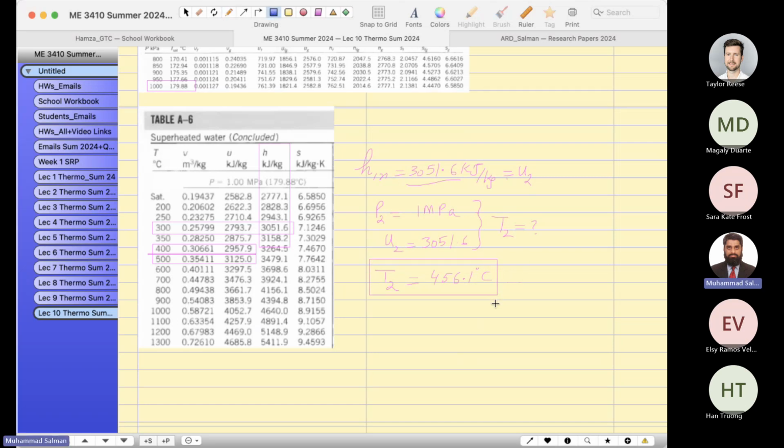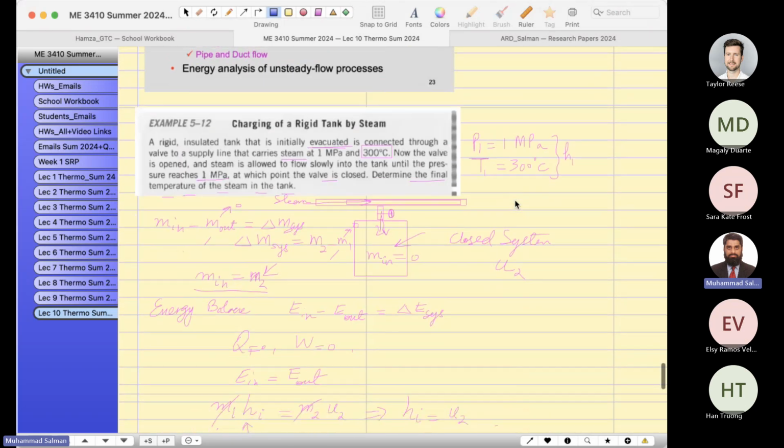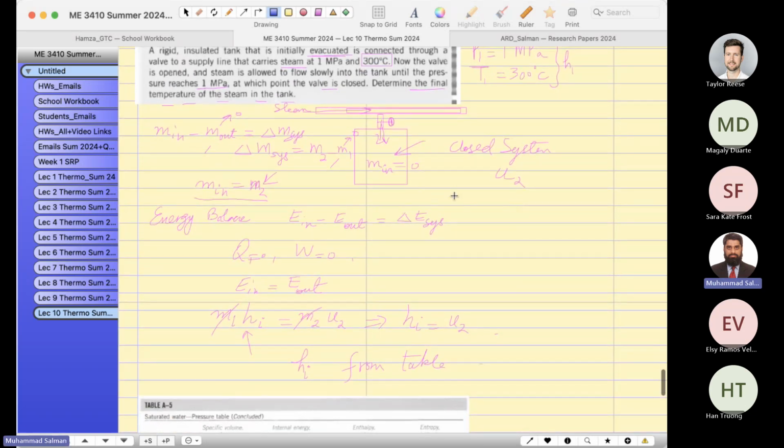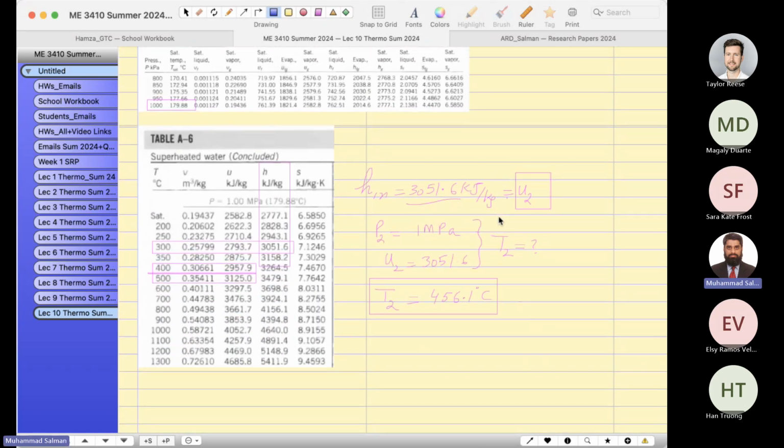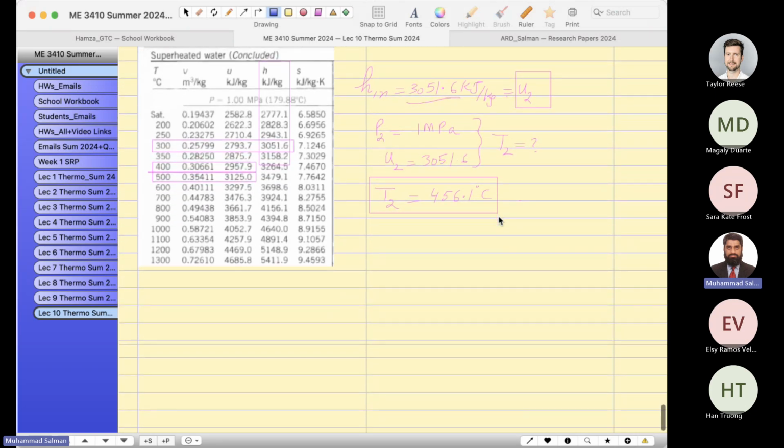Do you guys understand? The confusing part was that you are looking at U2. Once it enters the cylinder, it becomes a closed system. You will not look at H2. You will look at the U2. And with respect to U2 and P2, you can find out the respective value of the temperature. This was a problem regarding the unsteady flow process. If you understood this problem, please type in yes. If not, I will explain it.